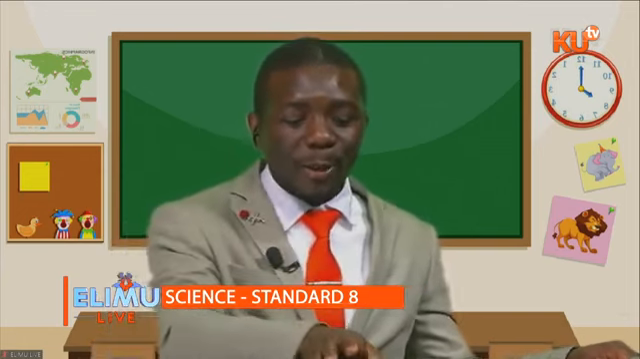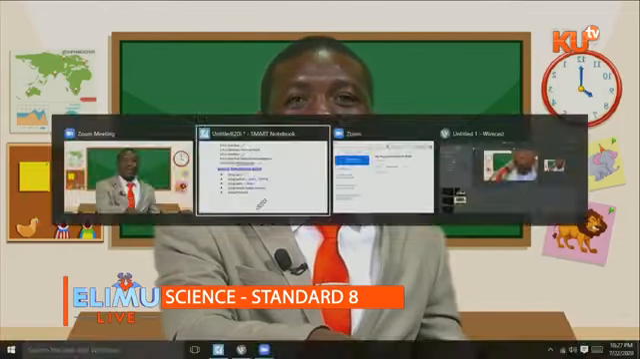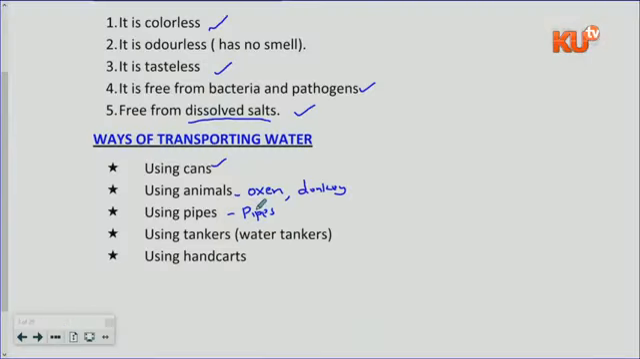The best way of transporting water in rural areas is by use of animals. When you talk about animals, even human beings are animals. So we are animals and we are living things. We have another way of transporting water using tankers. Candidates, can you mark the word tankers? The word tankers is different from the word tank.